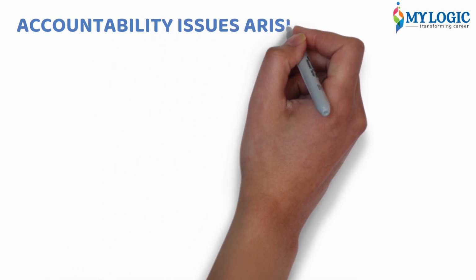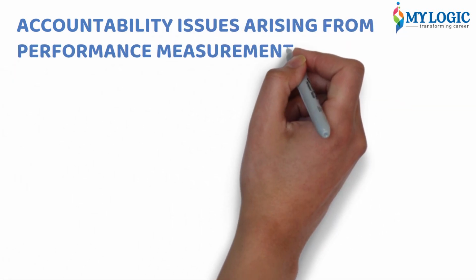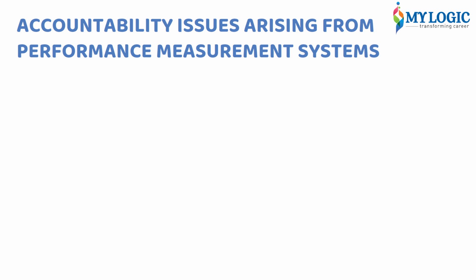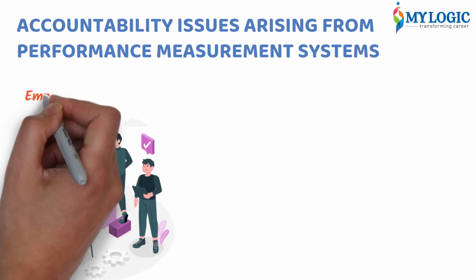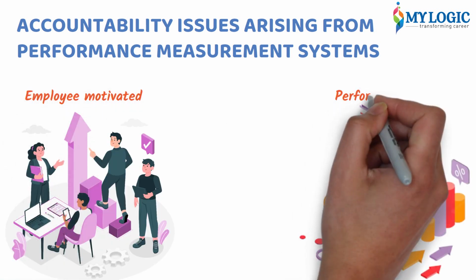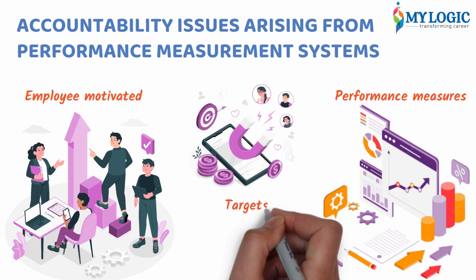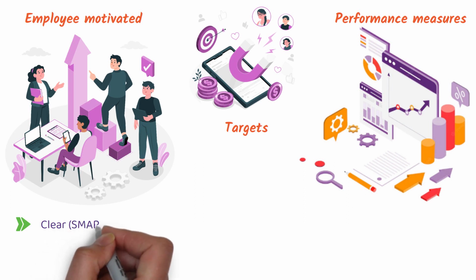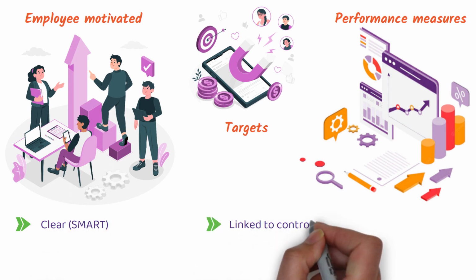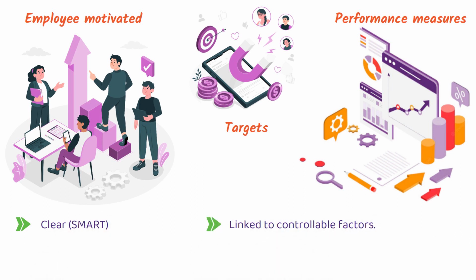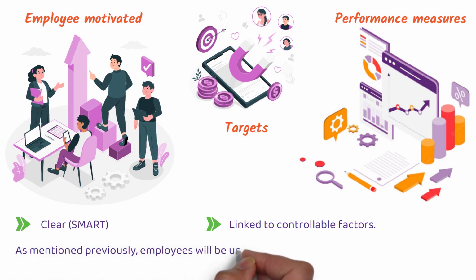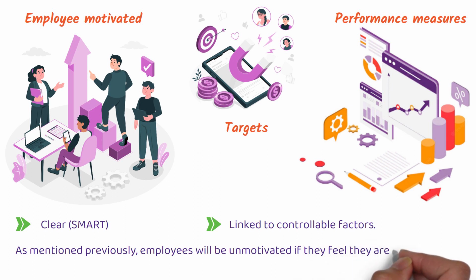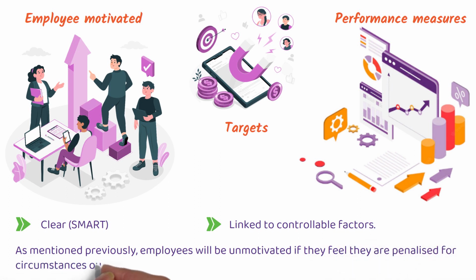Accountability issues arising from performance measurement systems. In order to ensure that an employee is motivated to meet the performance measures targets set, the targets need to be clear, smart, and linked to controllable factors. As mentioned previously, employees will be unmotivated if they feel they are penalized for circumstances outside of their control.